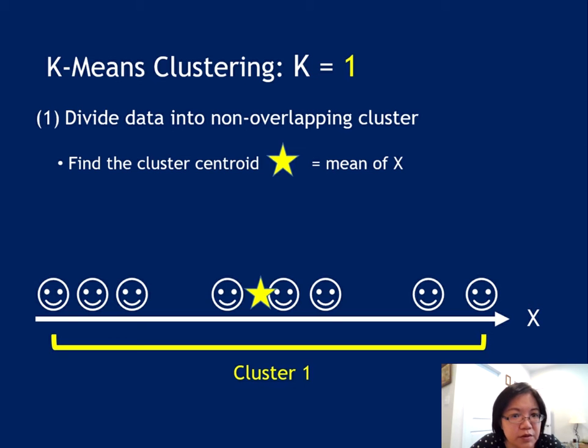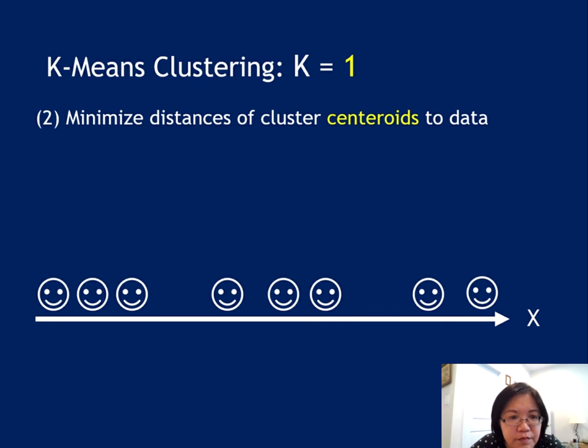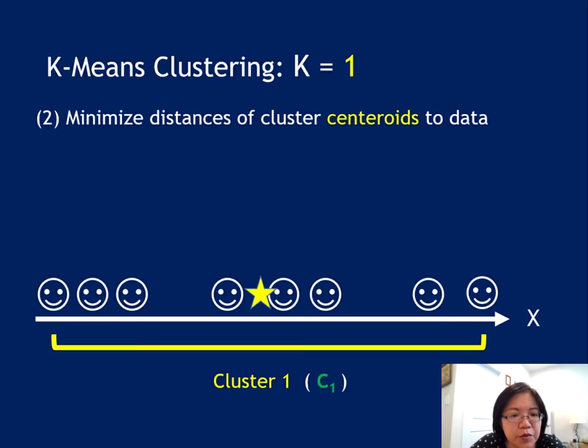So this is called cluster. We only ask for 1 cluster, so this is cluster 1, the only cluster we're going to have, which includes everybody. What we want to do is minimize the distances between the centroid and the data. So this cluster is what we call C1. So C1 to CK are the different clusters. Here we have K equal 1, so we only have 1 cluster. And the yellow star indicates the center, or the centroid, of this cluster.